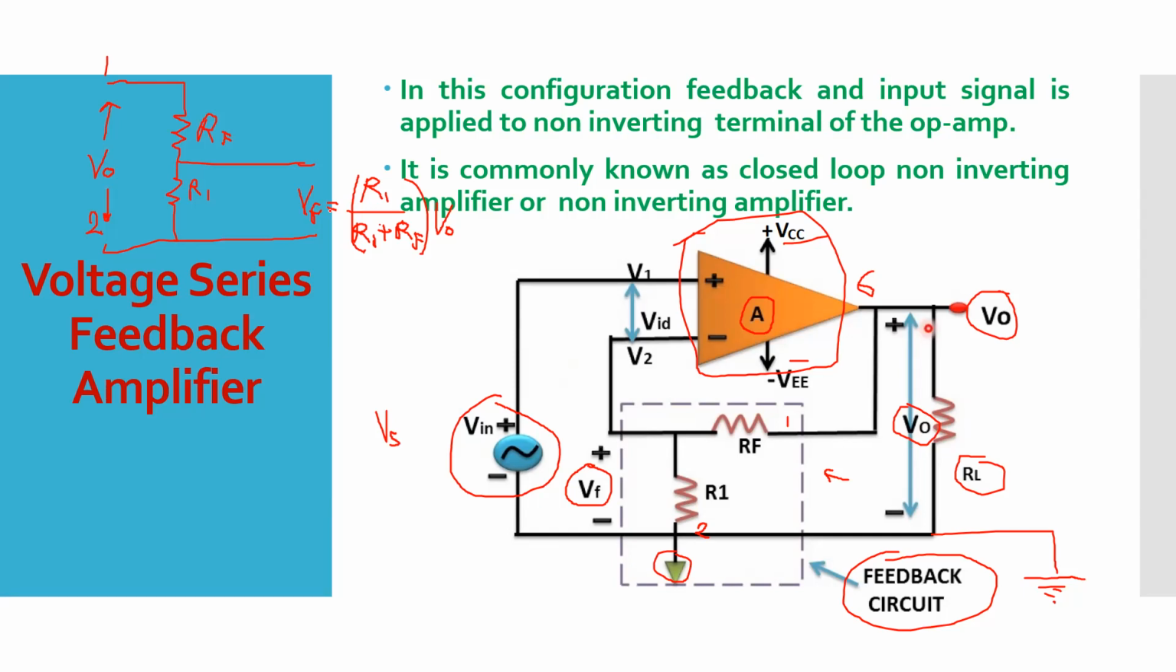The output of your feedback circuit is connected on the input side. Look at that. On the input side, there is a supply voltage V in, and this voltage VF comes on this side. So on this input side, there is a closed circuit. You can see here, this is VID. VID is the actual input to your op-amp.